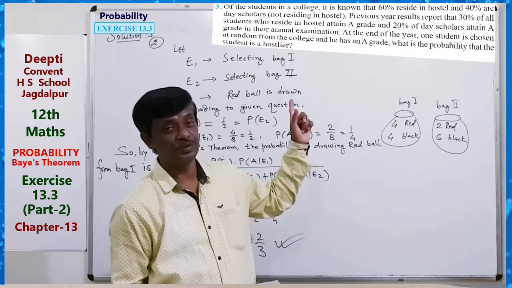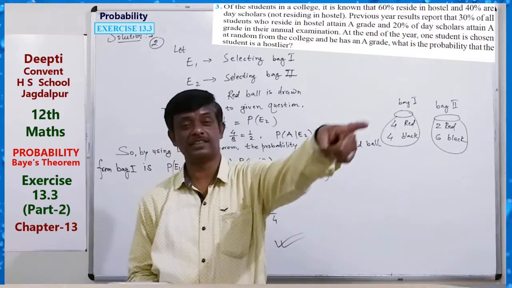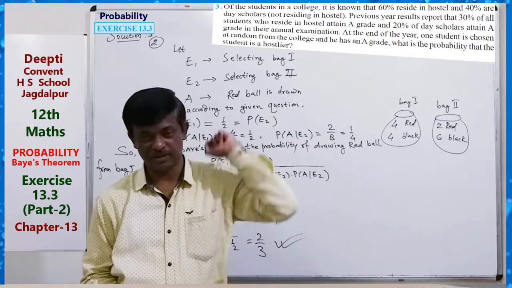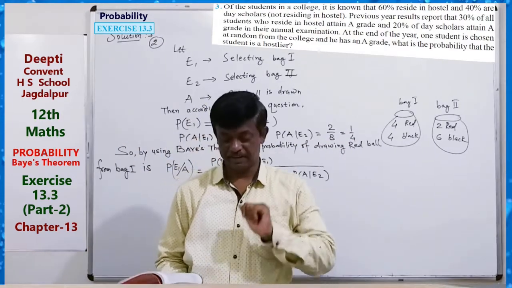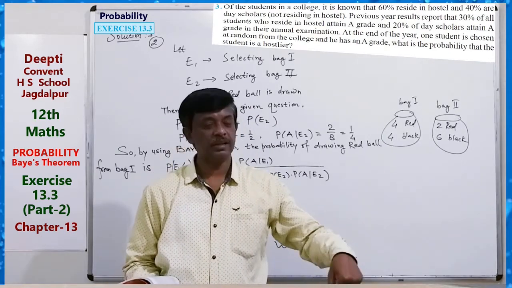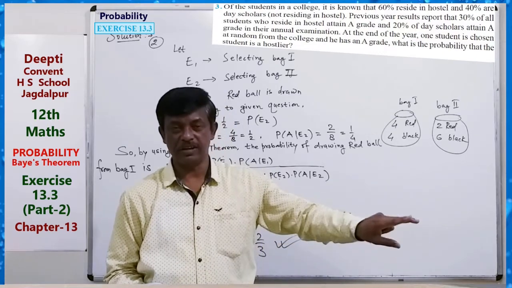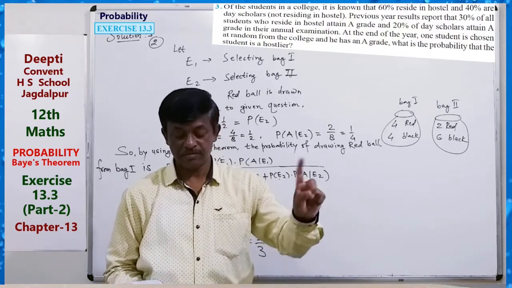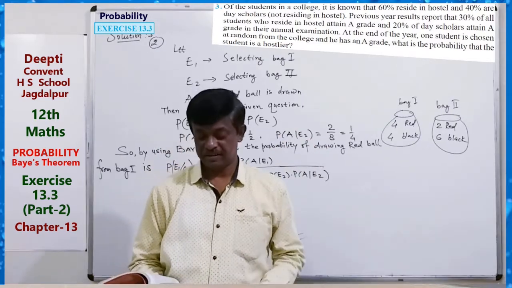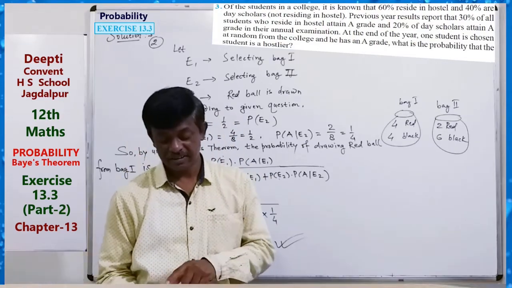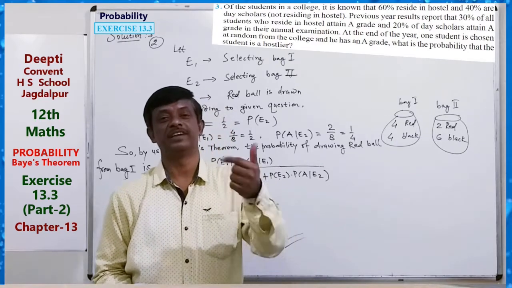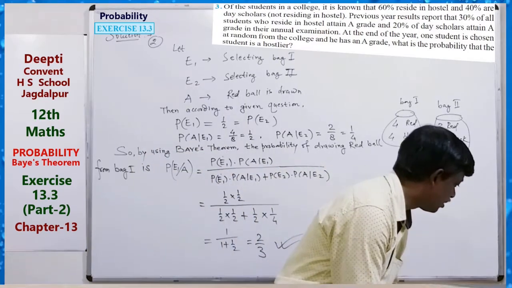So here, E1, E2, there are two things: hostelers and day scholars. So E1 is hostelers, E2 is day scholars. Okay, and the chosen student getting A grade is our event A. Just we have to find the probability: if E1 is hosteler, then P(E1 by A). That is our notation.